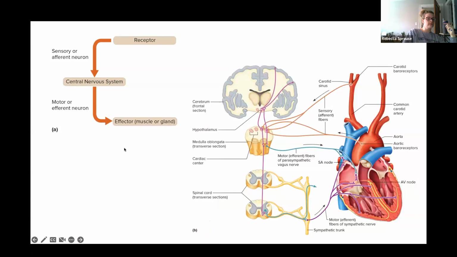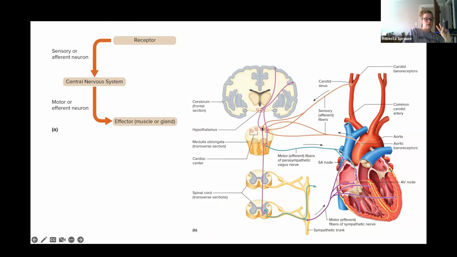So this is just what this looks like. So remember, we have receptors all over the body that are detecting a change in cellular requirements. A sensory neuron is carrying that message to our control center, which is going to be our medulla oblongata. And then the motor impulse is telling the SA node to fire faster or fire slower.